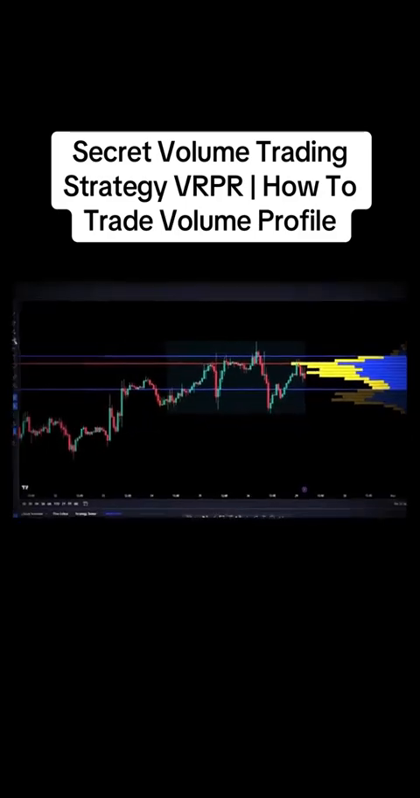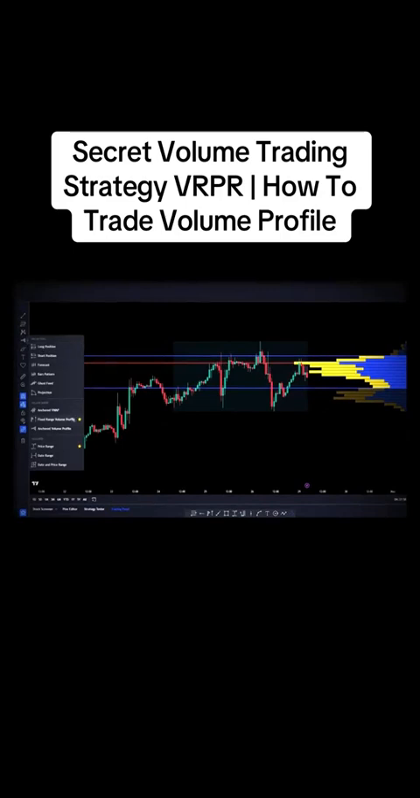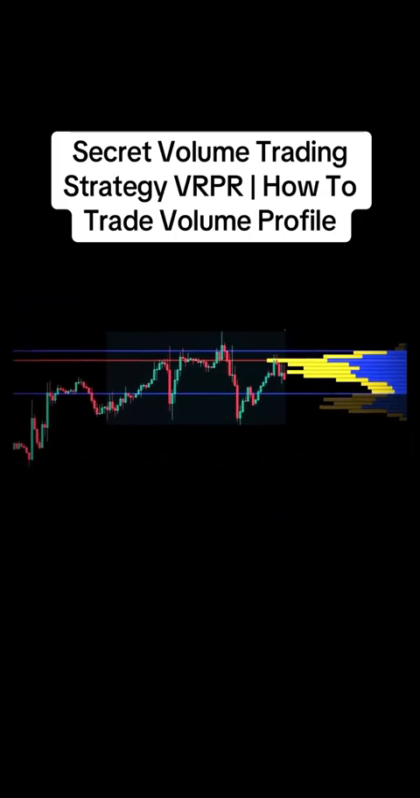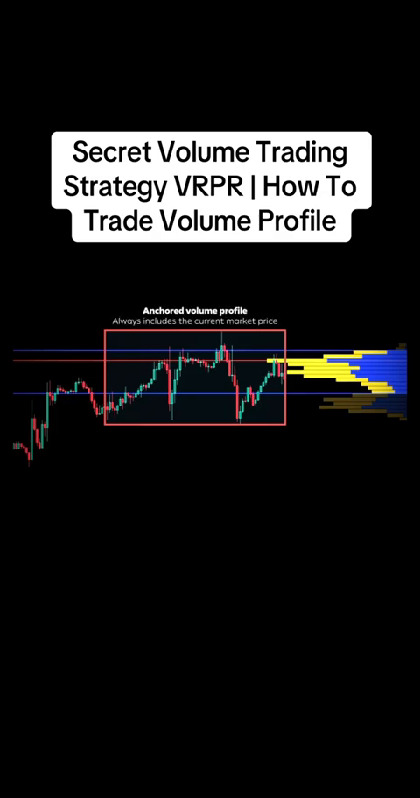Now let's go over Fixed Range Volume Profile. You can find this in the same section as the Anchored Volume Profile. But there's a big difference between the two. The Anchored Volume Profile displays volumes at specific ranges that is selected, which includes current market price.